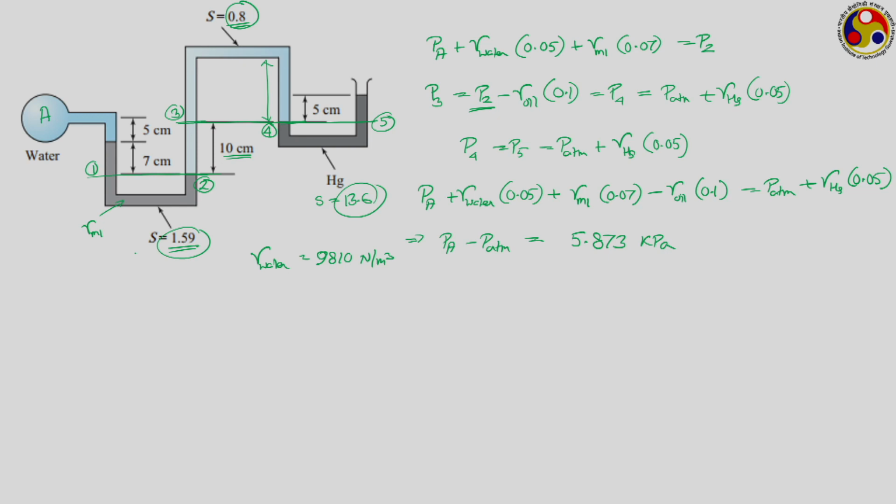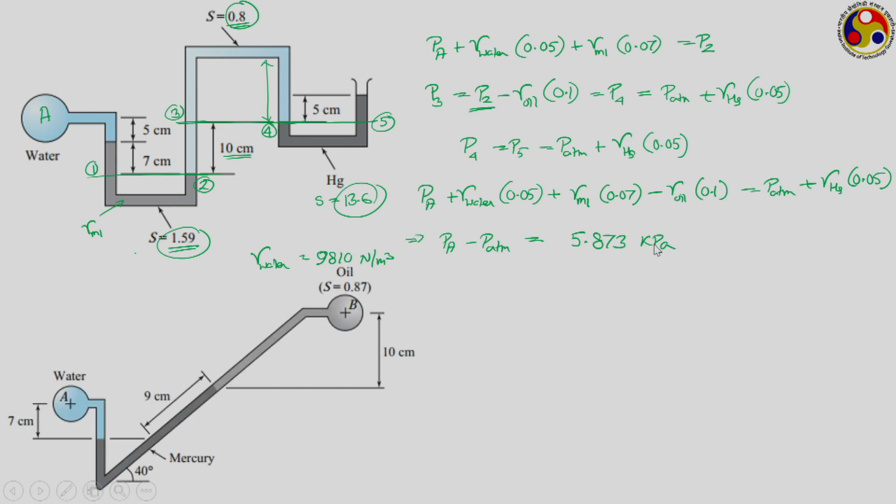And let us close this out with another simple problem, this time involving an inclined tube manometer. We are having an inclined tube manometer, two tanks A and B. The first one contains water, second one contains an oil of specific gravity 0.87. However, they are coupled by an inclined tube manometer containing mercury as the manometric fluid. So, mercury as usual we are taking S equal to 13.6, and this inclined tube is making an angle 40 degree with the horizontal. So, how can we calculate the pressures, or how can we perform pressure balance?